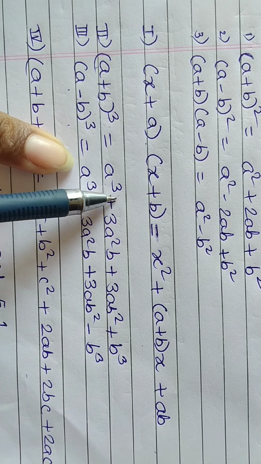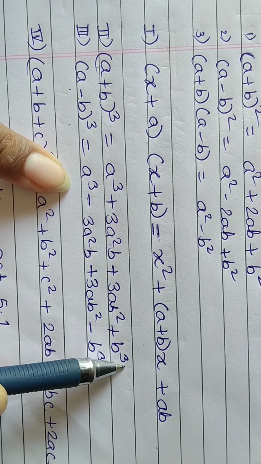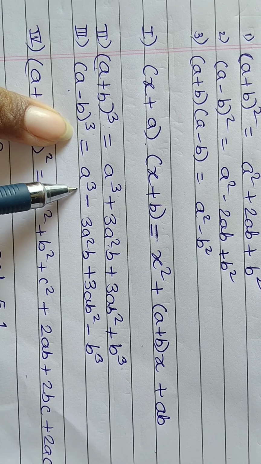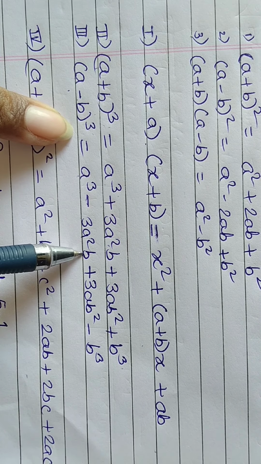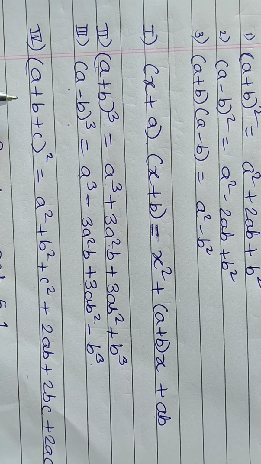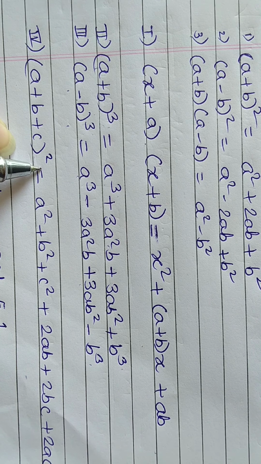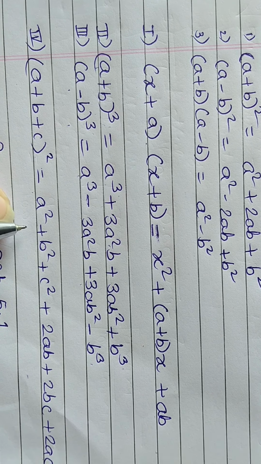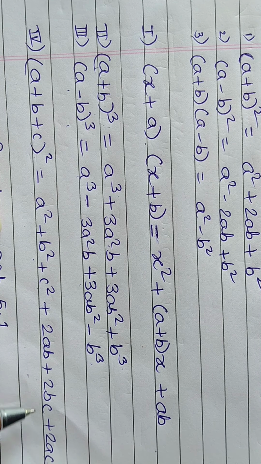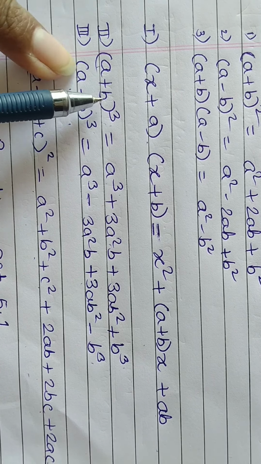See the formula: (a + b)³ = a³ + 3a²b + 3ab² + b³. Then (a − b)³ = a³ − 3a²b + 3ab² − b³. Fourth formula: (a + b + c)² = a² + b² + c² + 2ab + 2bc + 2ac. We can read this like this.